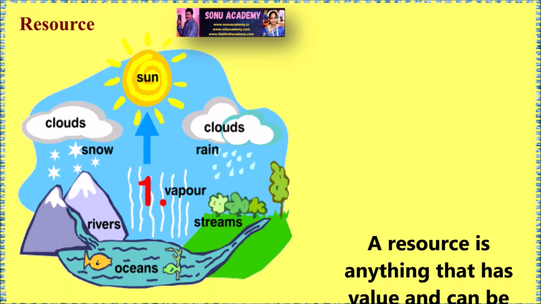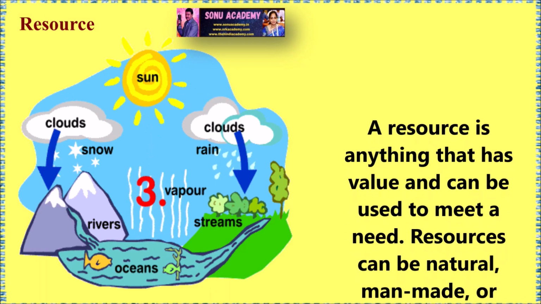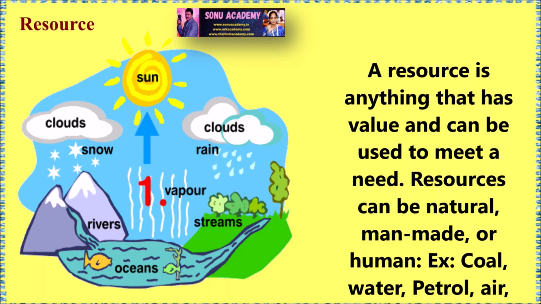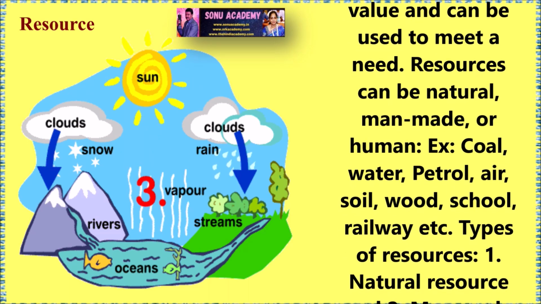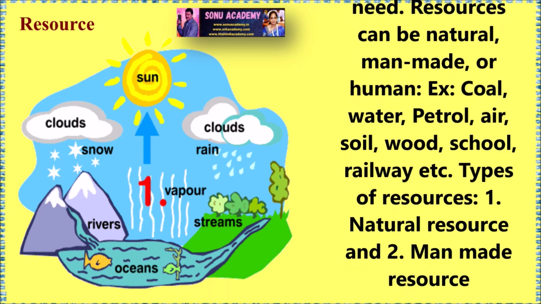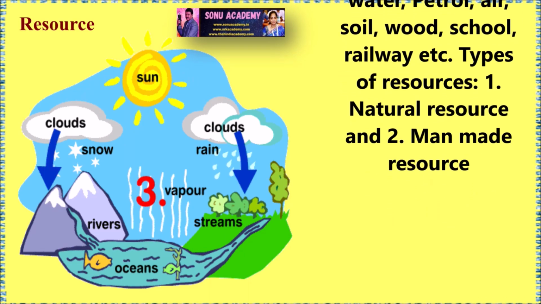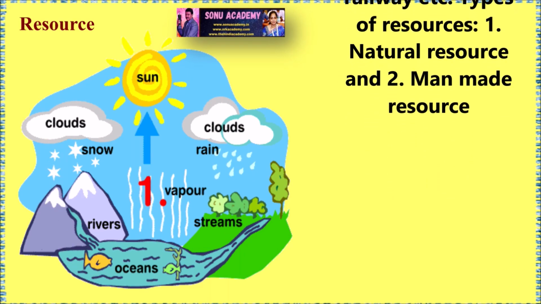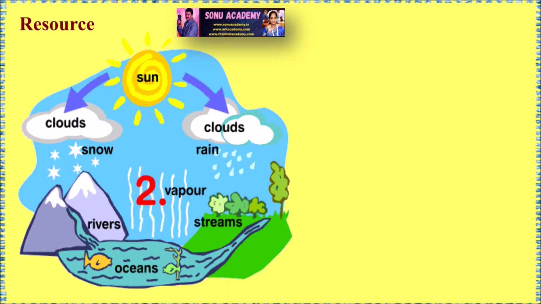Children, let us discuss resources. A resource is anything that has value and can be used to meet a need. Resources can be natural, man-made or human. Examples: coal, petrol, water, air, soil, wood, school, railway station, etc. Types of resources: there are two types of resources. One is natural resource, the second one is man-made resource.